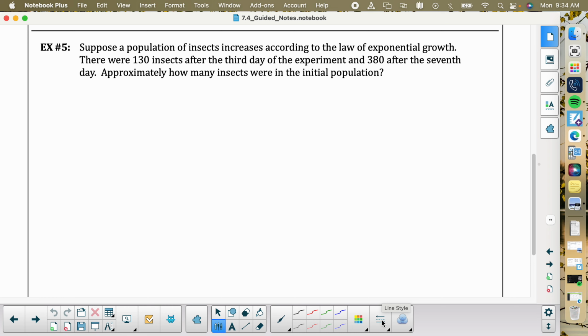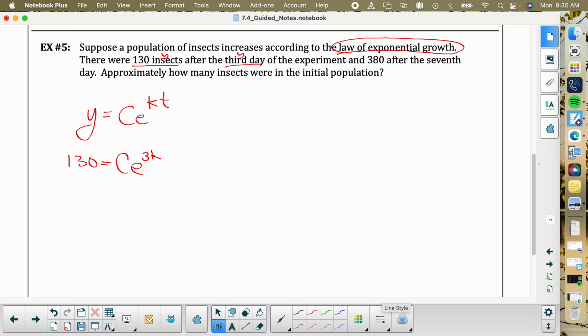So the law of exponential growth is going to be our key word that tells us that it's CEKT. Okay? So I'll start off by just writing that down. There were 130 insects after the third day. So it doesn't really tell us, but we're going to be using that as Y, that is T. And you could write the formula with whatever variables you want. It doesn't have to be Y and T. So I'm going to write down 130 equals CE to the K times 3, so 3K.